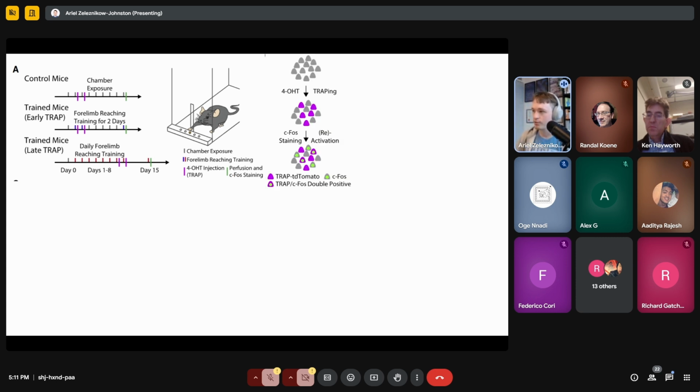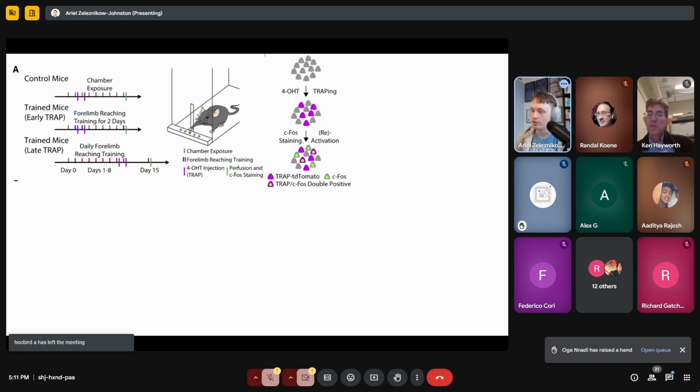That's a little visualization of the difference. You can see in pink the cells that are labeled by the TRAP TD tomato. At the bottom, you see the cells labeled in green immediately prior to the animals being sacrificed. Maybe some of those will overlap and maybe some won't, and that's one of the key things they're looking at.